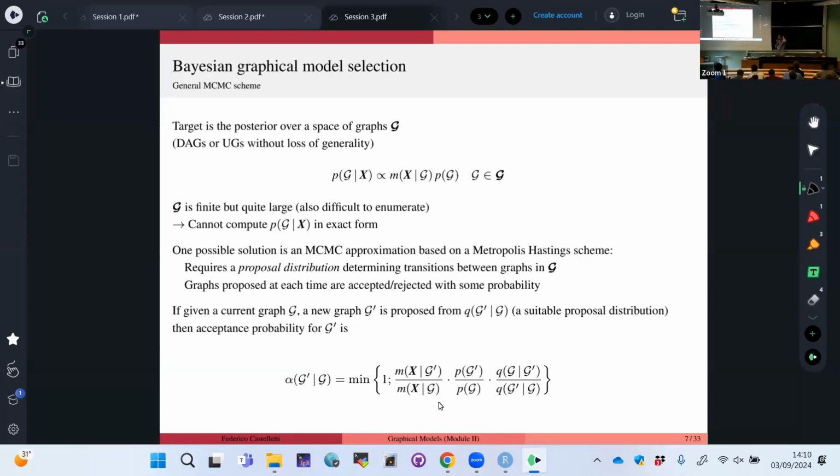So finally, we will accept the proposed graph G prime with a probability, say alpha, which is given by the minimum between 1 and the Metropolis-Hastings ratio. Basically, if the ratio is greater than 1, we accept with probability 1. Otherwise, there is a probability to accept or not what we propose. So in the first case, we move. Otherwise, we stay at the current graph, and there is no update.